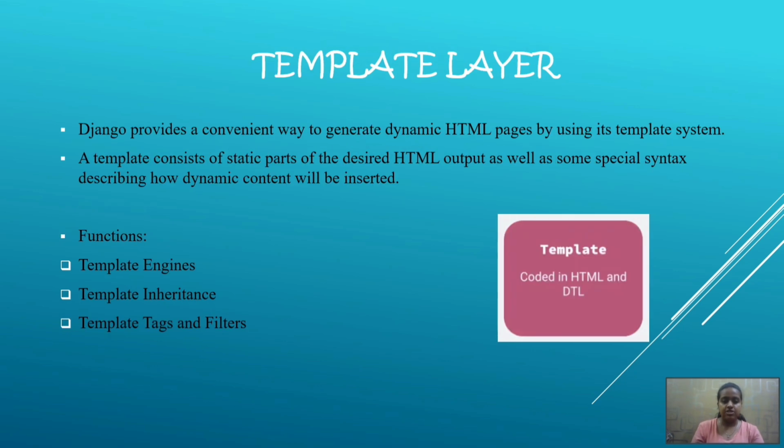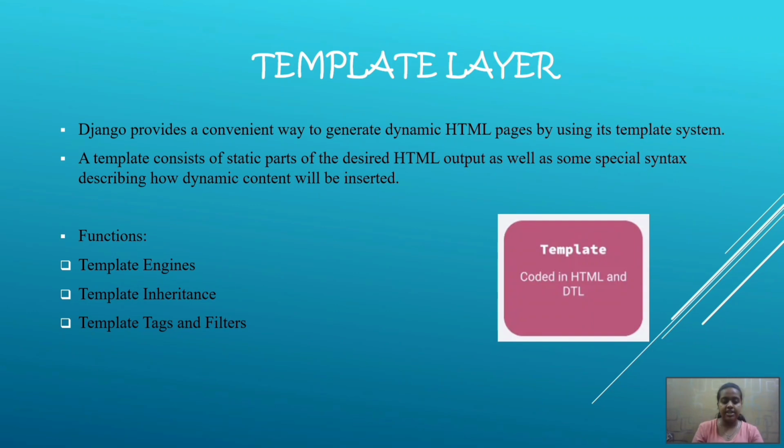Template layer. Django provides a convenient way to generate dynamic HTML pages by using its template system. A template consists of a static parts of the desired HTML output as well as some special syntax describing how dynamic content will be inserted.